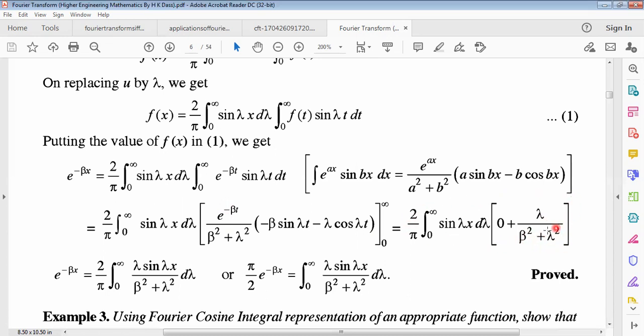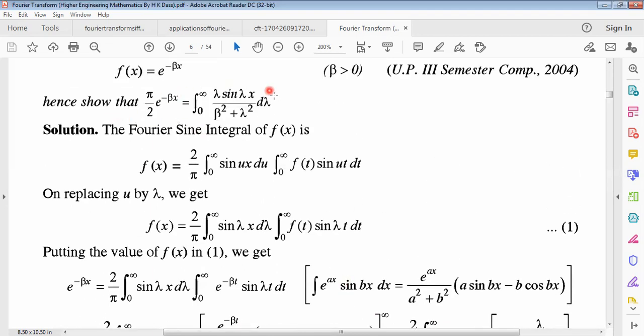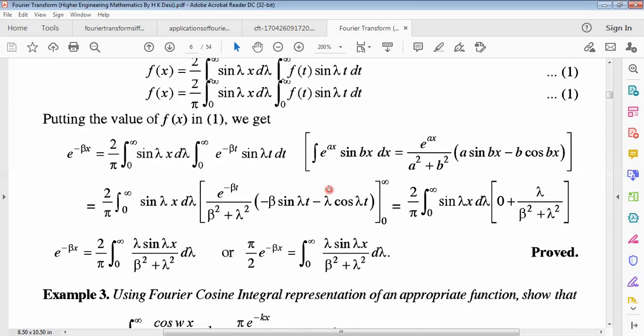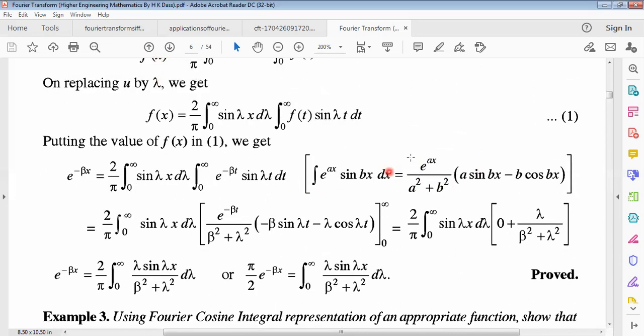So from this integration, these values can easily be written: e to the power minus beta x equals 2 by pi, integral from 0 to infinity of lambda into sine lambda x divided by beta square plus lambda square d lambda. Just multiplying by pi by 2 on both sides, we get our required result. This is the result we had to show. Very easy, just using this big integration formula.